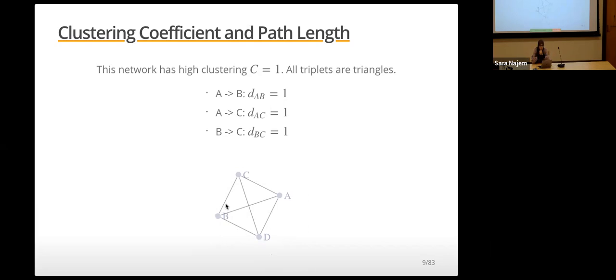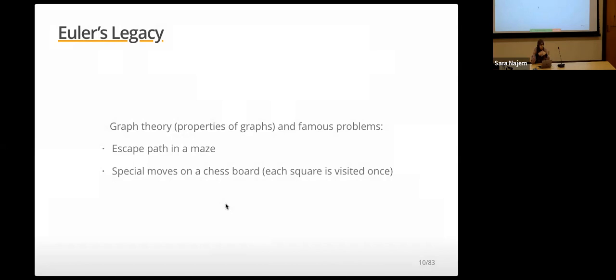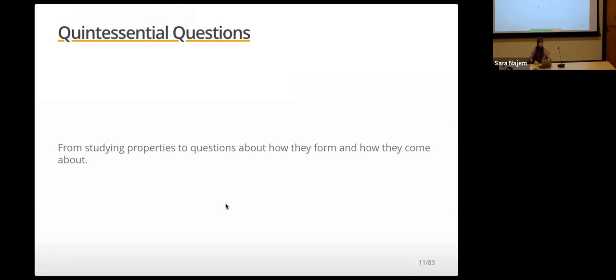So with Euler's contribution, there's a full legacy, and the inception of graph theory and all sorts of cool problems on graphs, like escape paths and mazes and special moves on checkerboards, very, very nice problems in graph theory. But then once we know how to play with these objects that are called graphs, we reached a stage where we started asking these quintessential questions about how do these networks come about? Put aside their properties, but how do they come about and form?